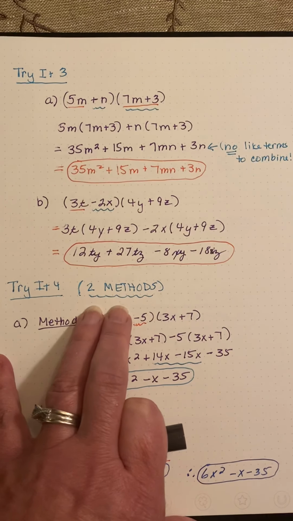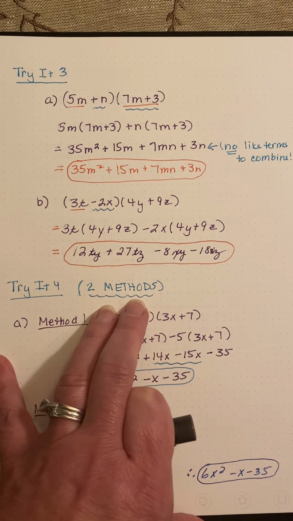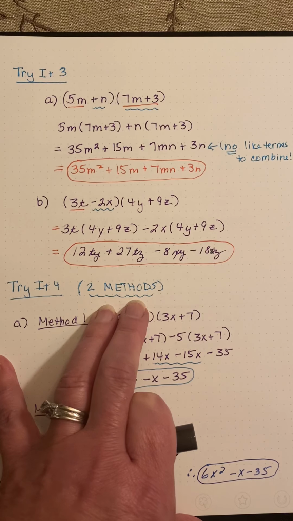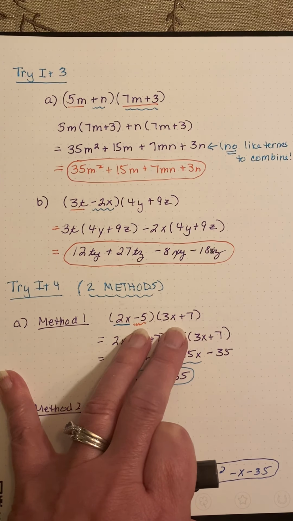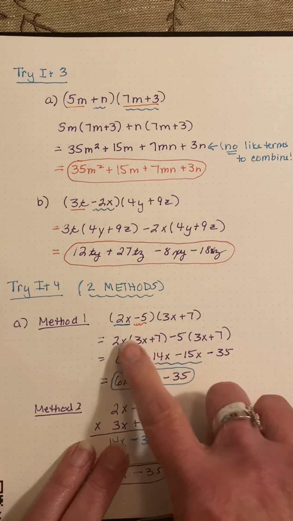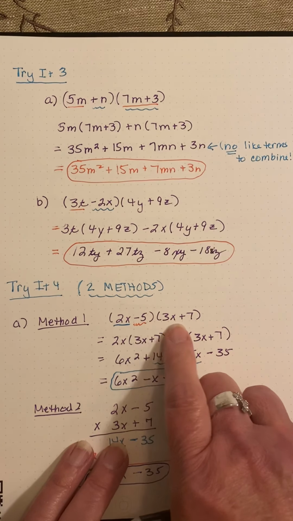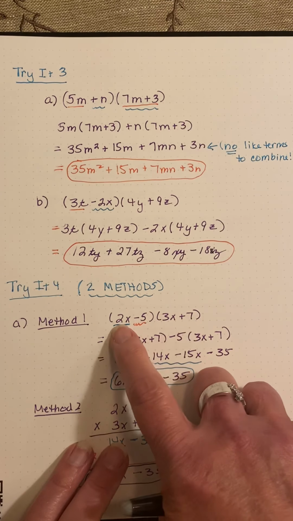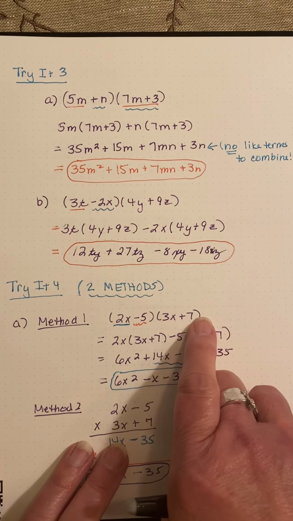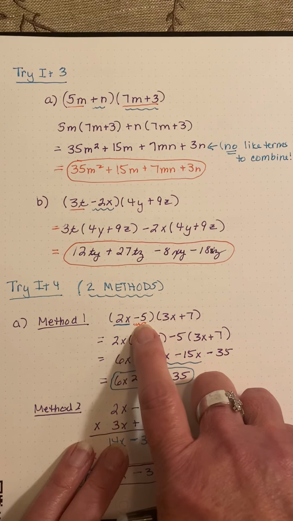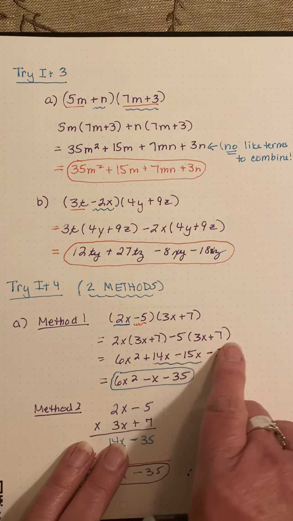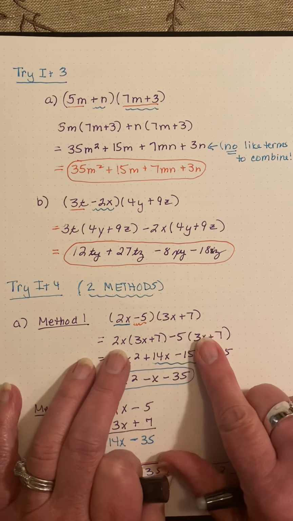Now try it number 4 gives us a situation where we can try two methods of doing the same thing. So first of all, we're just going to do what we've been practicing and try it 1, 2, and 3. Okay, so 2x minus 5 times 3x plus 7. So I'm going to distribute the 2x to 3x plus 7, which I did. Next, I'm going to distribute the negative 5 to the 3x plus 7, which I did. Then I'm going to go ahead and do that.